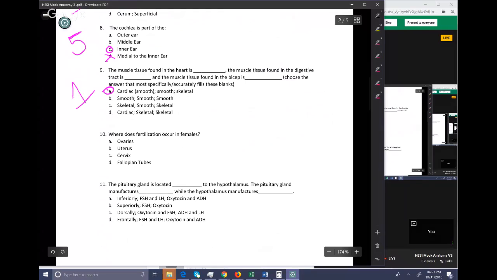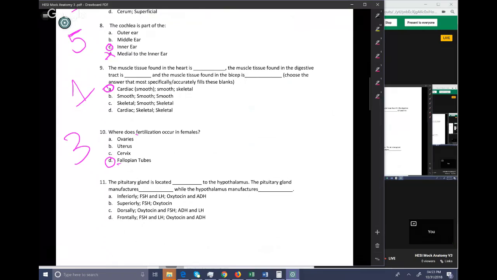Where does fertilization occur in females? That is from Anatomy 3, reproductive, and that is fallopian tubes. Fertilization and fallopian tubes both start with the letter F, so that is the easiest way to remember that.